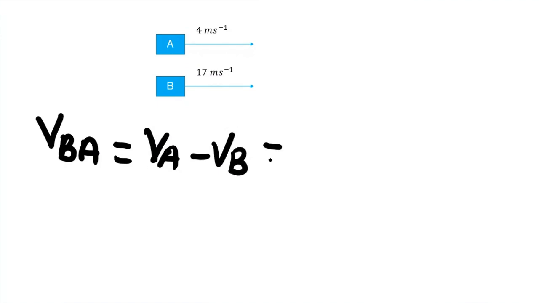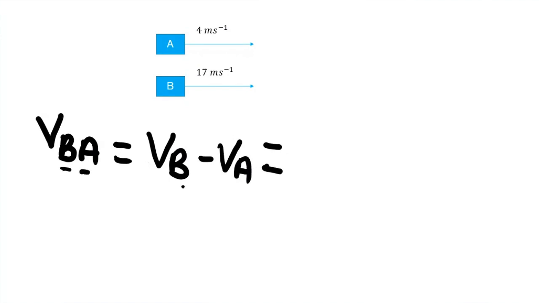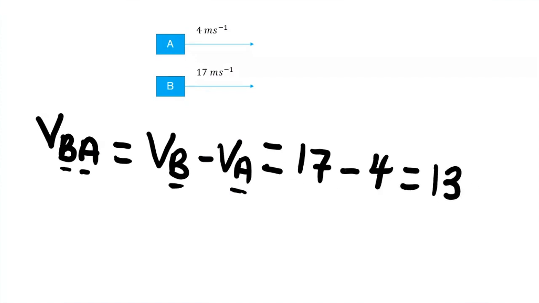Oh, sorry, you see the mistake. Take note of that. At the bottom here, B comes before A. So take note of that: VB minus VA equals. You see that the bottom here is B before A. So when you are writing the subtraction, make sure B comes before A like this. Now velocity of B is what? 17. So 17 minus 4. What are we getting? We are getting 13 meters per second.